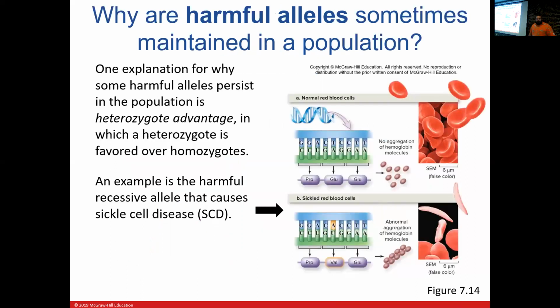So why are harmful alleles sometimes maintained in a population? For instance, things like sickle cell disease or some of the really nasty genetic traits that you see sometimes come out in, say, California condors or Florida panthers as a result of conservation with having this tiny little population. Well, one explanation for why these harmful alleles persist is something called heterozygote advantage, which is where heterozygotes are favored over homozygotes. For instance, specifically with sickle cell disease, if you're heterozygous for it, you're much more likely to survive malarial infection than if you're homozygous recessive or homozygous dominant.